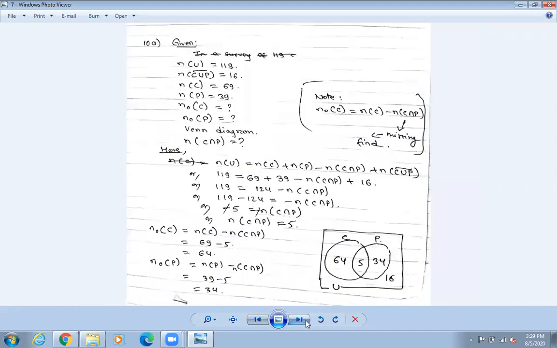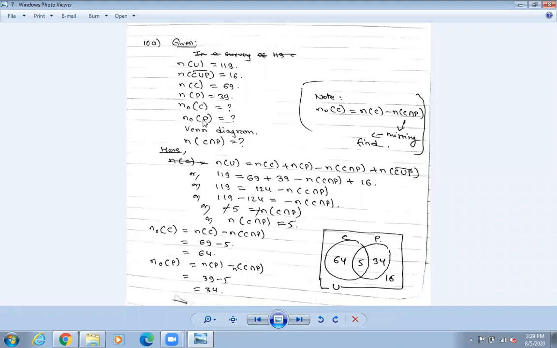So this is the solution for this one. n(U) is 119. Neither Coke nor Pepsi, that means it is 16. Coke it is 69, Pepsi it is 39. We need to find only Coke, only Pepsi, and make the Venn diagram.